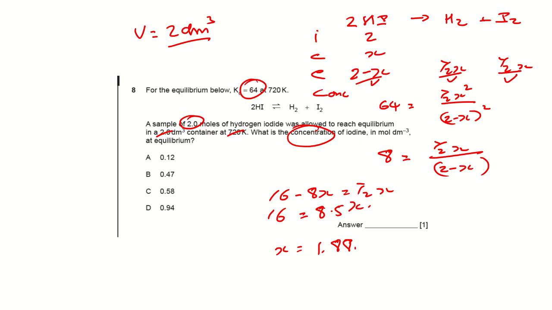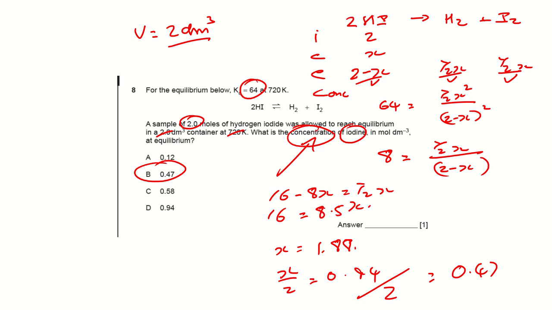So X is the number of moles of hydrogen iodide that reacted. But remember, the number of moles of iodine, which is what we're after here, is half X. So X over 2, or half X, gives me the number of moles of iodine that is made, which is 0.94. Now that's not our final answer because that's number of moles. Concentration is what we have to get to. Concentration equals number of moles divided by volume. The volume is 2, and if I divide that by 2, it comes out at 0.4.